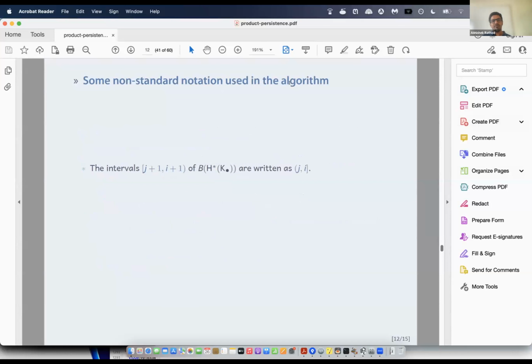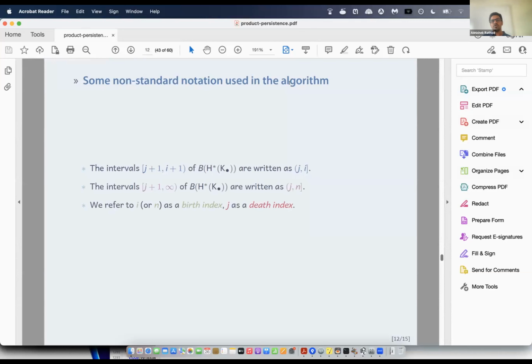If you look at the barcode of the ordinary persistent cohomology module, a closed-open interval j plus 1, i plus 1 is written as an open-closed interval ji. So basically there's a shift of index by 1, and open becomes closed and closed becomes open. And we write the intervals j plus 1, infinity of the barcode of the ordinary persistent cohomology as jn. Again, j plus 1 becomes j, and infinity becomes n, and closed becomes open, and open becomes closed.